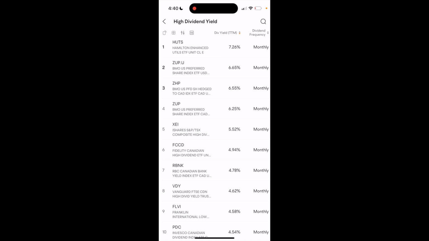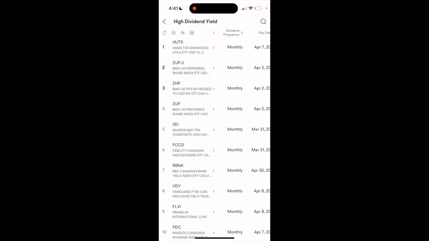So now what you see right now is a whole bunch of different high-paying dividend ETFs here that are from the Canadian market. So you have ticker symbol HUTS. So if you want to sort it by dividend yield, you can go ahead and do that. If you want to sort it by dividend frequency, so for example, if you're looking for monthly dividends or quarterly dividends, you can sort it out that way.